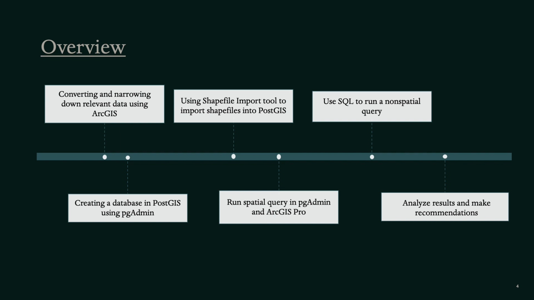To provide a brief overview of my methodology, I started off by cleaning up each dataset and narrowing down what attributes and values I wanted to focus on. I used ArcGIS in the process of doing this. Next, I created a database in pgAdmin and used the shapefile import tool to import the shapefiles of neighborhood areas and medical facilities into pgAdmin and made tables from them. Once I created the database, I used structured query language, or SQL, to run a spatial and non-spatial query, and then used ArcGIS to visualize the results of that query. From there, I analyzed those results.